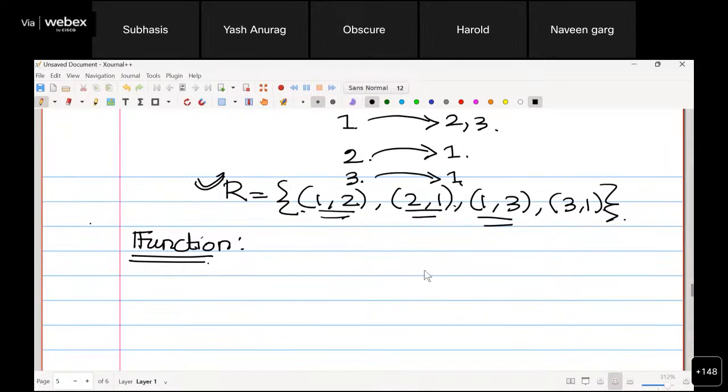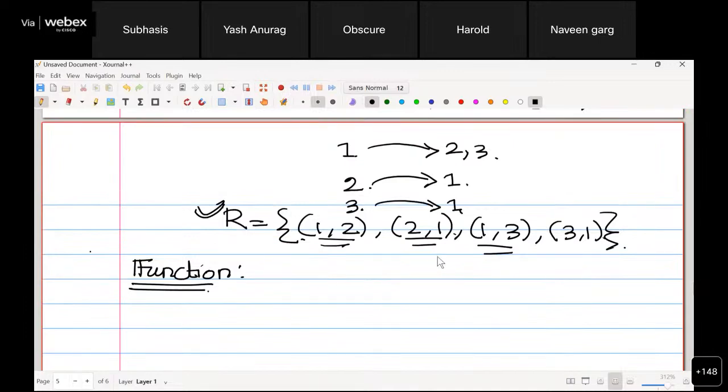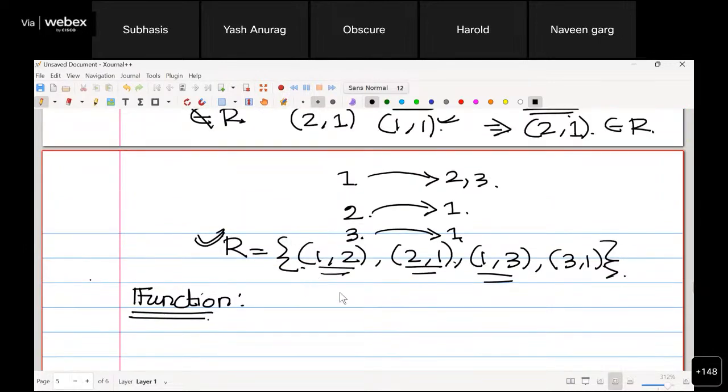Okay, so the problem is this kind of thing you can do in a relation. But in the case of a function you can't do it like this. For a single element, you should have a unique element as the output, for each element in the domain.